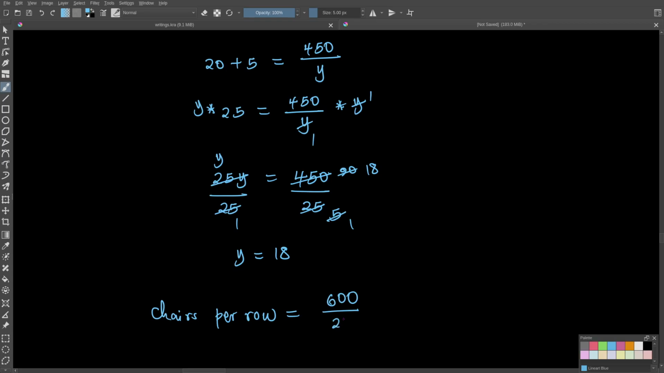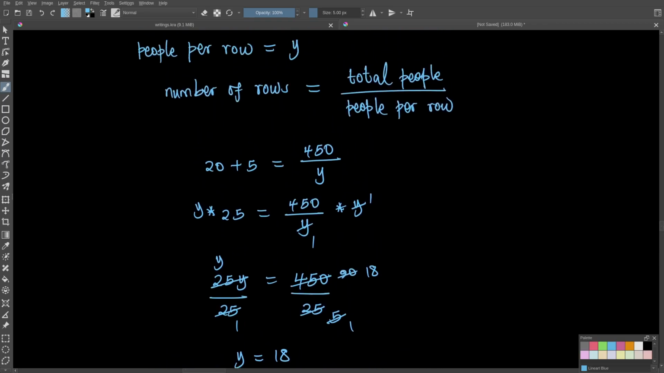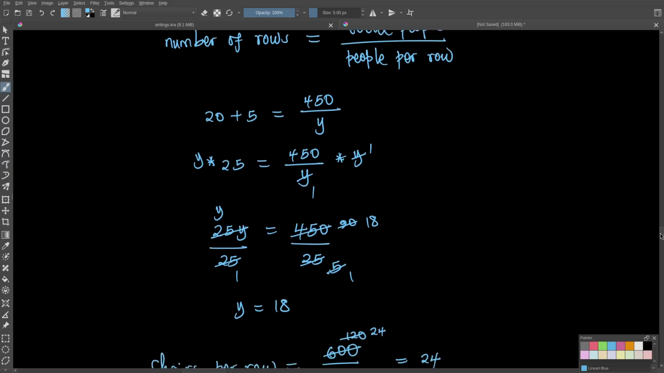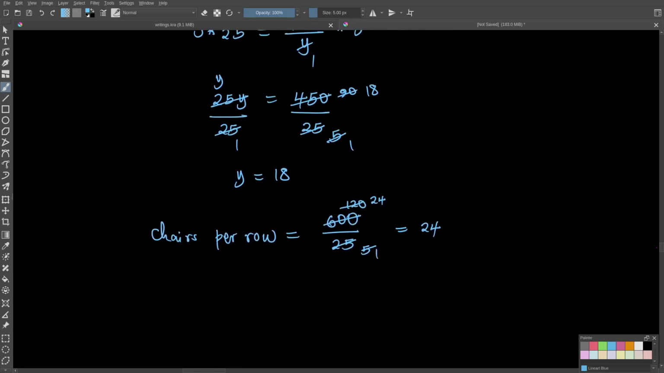X plus 5, we've said that's 20 plus 5, 25. So I'm just going to do by 5, this is 5. By 5, this is 120. By 5, this is 1. By 5, this is 24. So this means that after the rearrangement, the number of chairs per row was 24. And now we have found that y, which is the people per row, is 18. So it means that they occupied 18 chairs in each row.